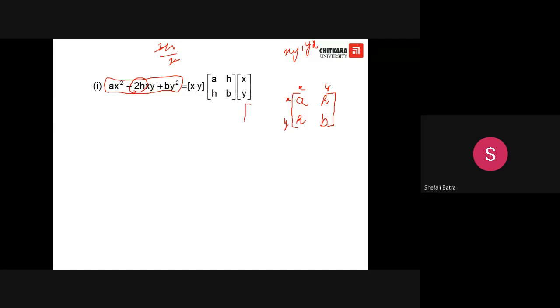Now I'm writing here, this is x and this is y. This is your first, one row and 2 columns, and this is 2 rows into 2 columns. Multiply it and let me know what it would be. Hurry up, multiply it.